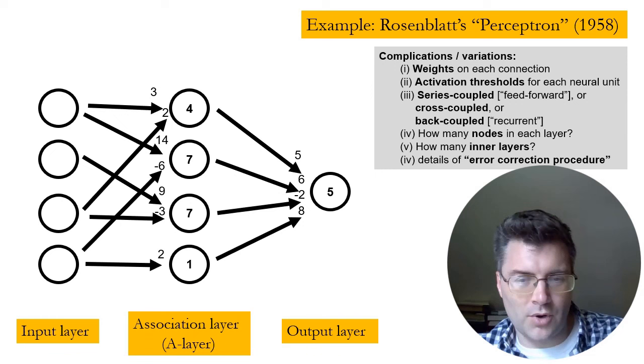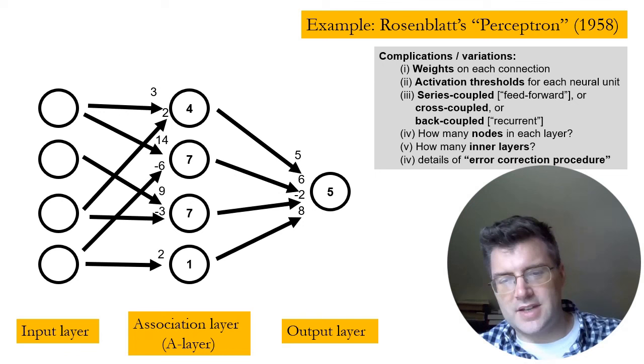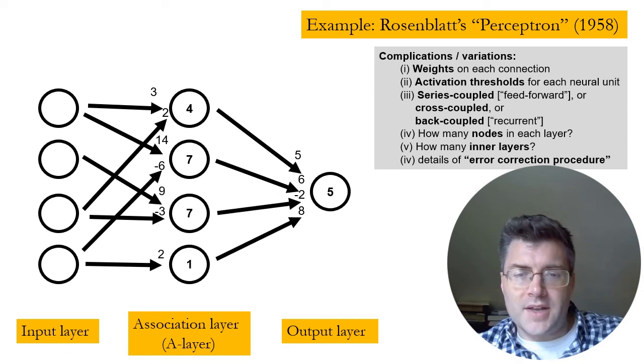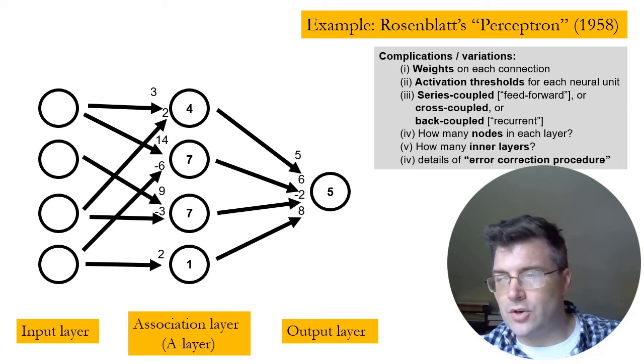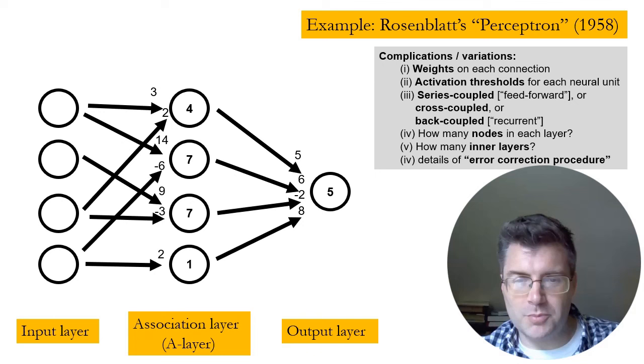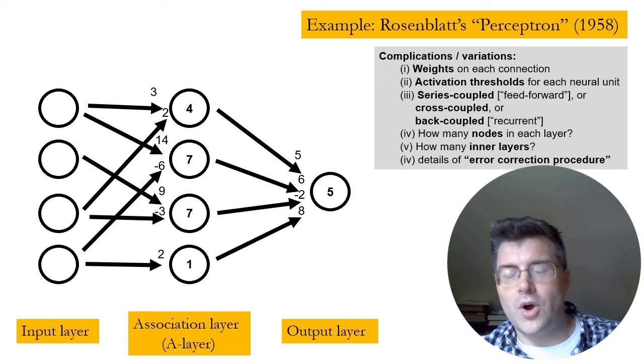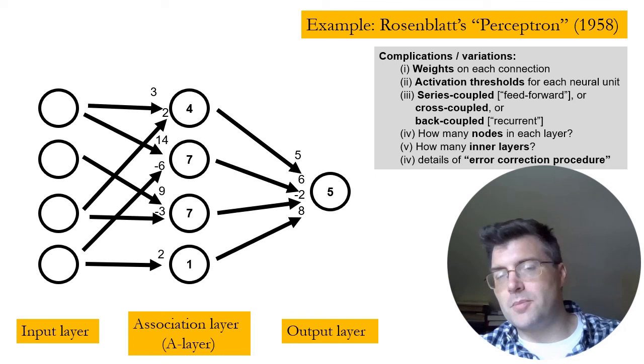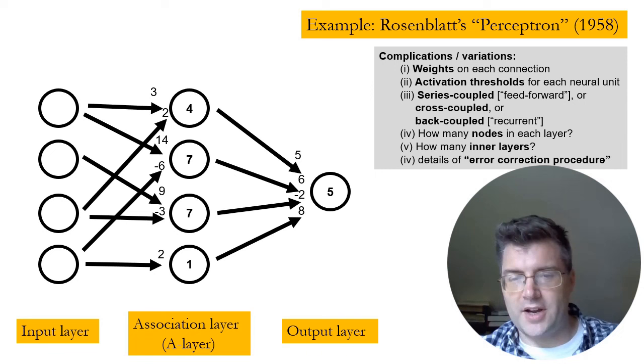And one thing that can be very beneficial for is in the output, if you want an output that's more nuanced than just yes or no. Likewise, you have the question of how many layers there are. And this becomes very important for what's later called deep learning. The deep part of deep learning comes from there being multiple layers on the inside of the neural network. Most of the perceptrons that Rosenblatt considered, most of his discussion of the perceptron focused on perceptrons really with just one inner layer, one association layer.